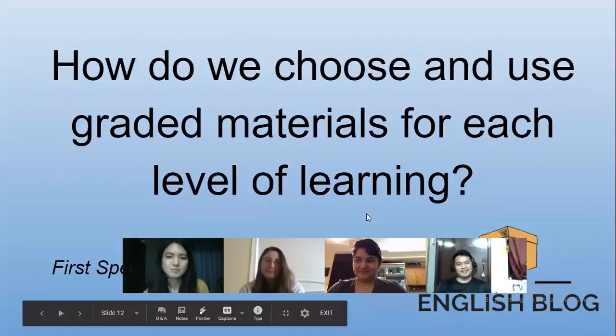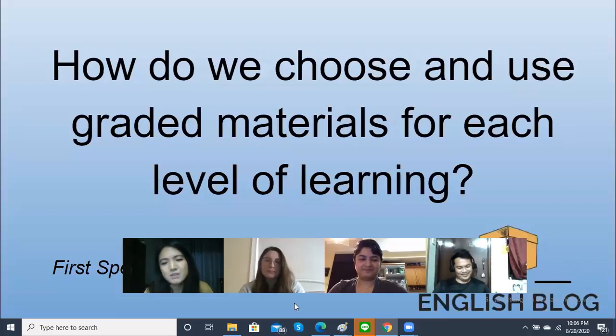You would want to use simple words, not multisyllabic words, that kind of thing. Same with the reading and the writing. If you say, oh, this material has graded language, it's understood that it's been created specifically for that level of learner. So that's how you want to think of graded language. And as an ESL teacher, you should be grading your language depending on the level that you're teaching. Right. So the next question is, how do we choose and use graded materials for each level of learning?